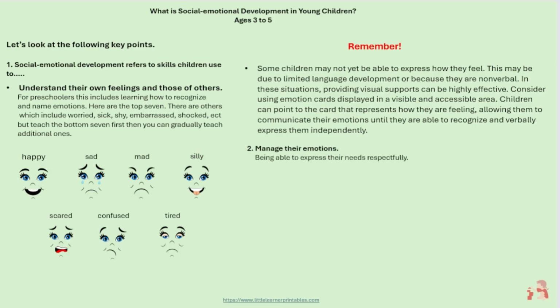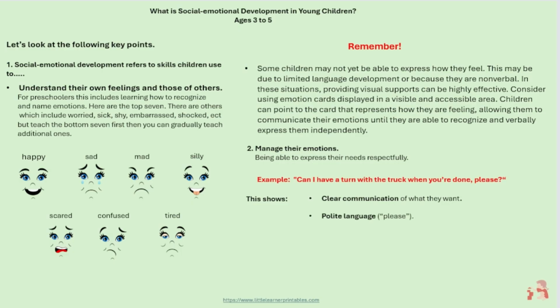Number 2, manage your emotions, being able to express them in a respectful way. Let's take a look at an example. "Can I have a turn with the truck when you're done, please?" This shows clear communication of what they want, polite language, they said please, and patience by acknowledging the other child's turn first.